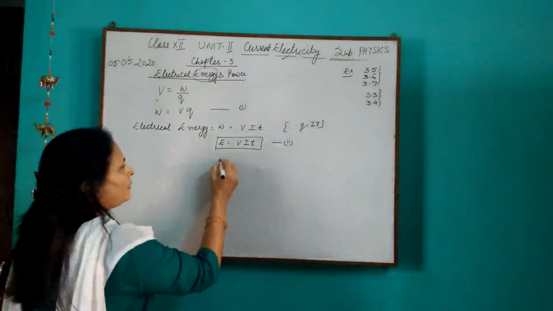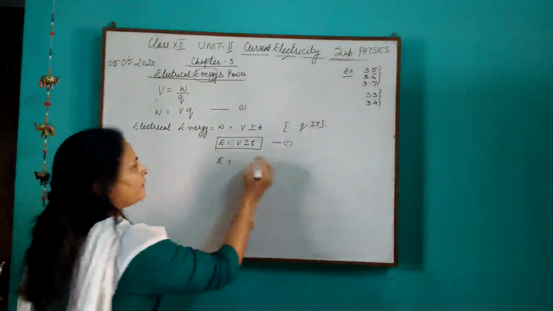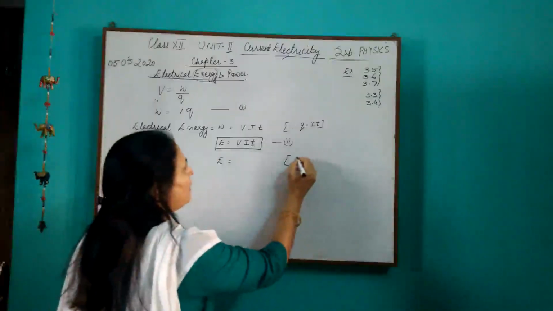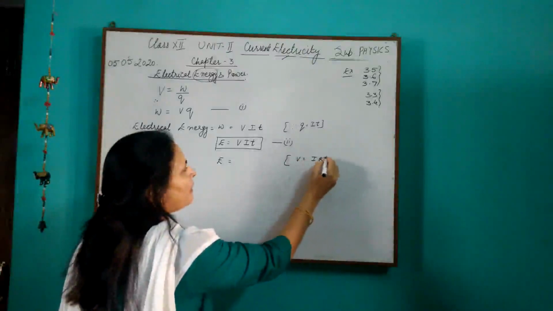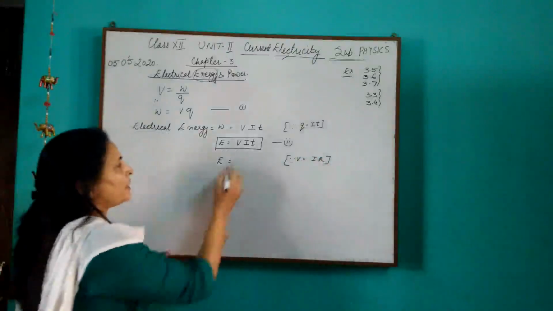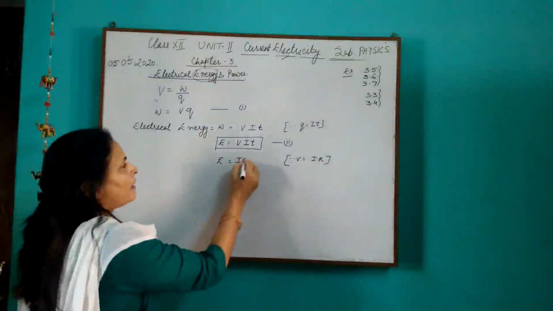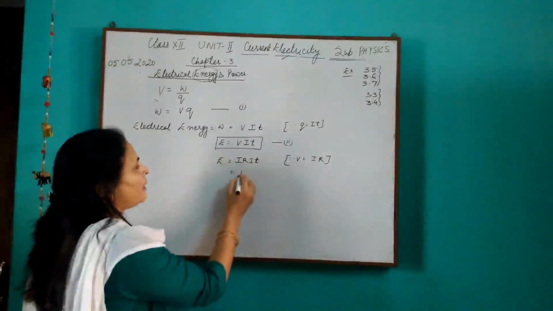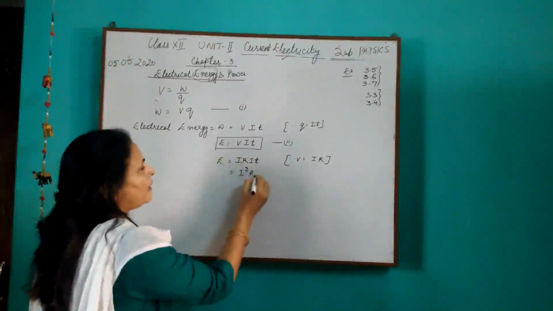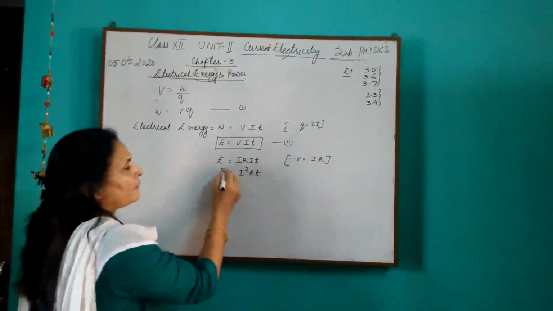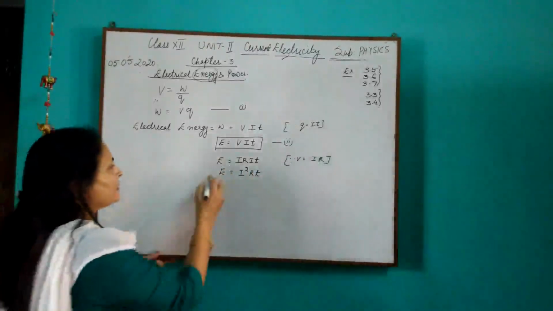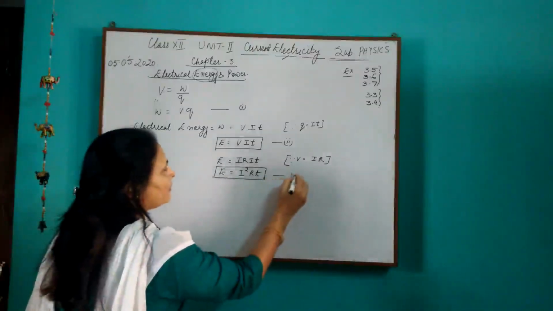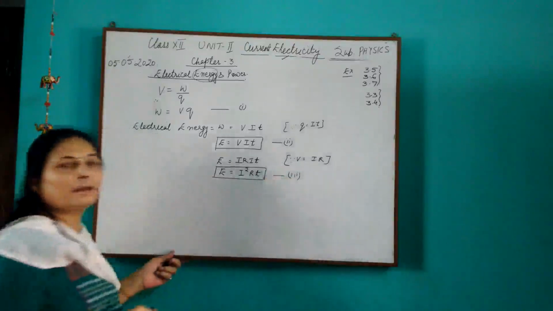Now electrical energy can further be written in other terms. How? E can also be written by substituting in place of V, IR. So I can write it as IR into IT. This is going to give me I square RT. This is one more expression for energy.